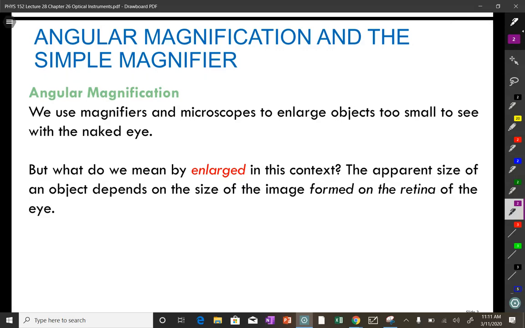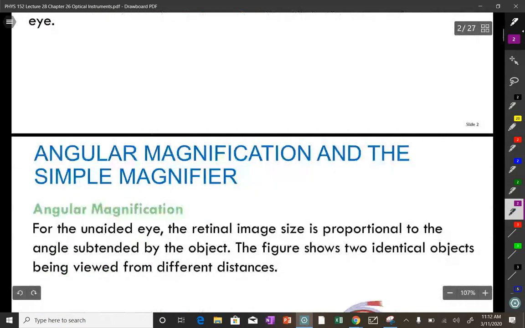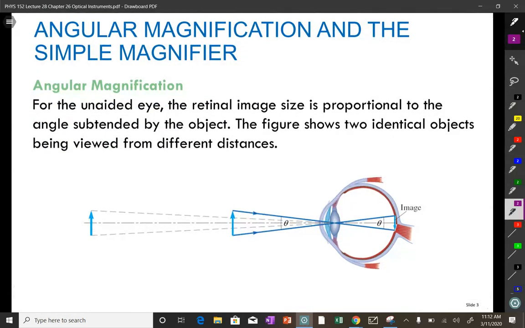So what does that mean? To us, it's enlarged. The next slide shows the picture to explain that. It's enlarged if it makes a bigger angle. So this is showing the same object at position 1 and position 2. When the object is closer, it's going to make a bigger angle. Right? If I take my finger and I hold it out here, the tangent of the angle is pretty small.